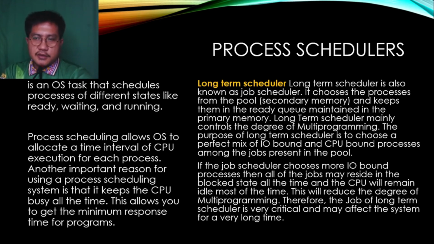The process scheduler is an OS task that schedules processes of different states like ready, waiting, and running. Process scheduling allows the operating system to allocate a time interval of CPU execution for each process. Another important reason for using a process scheduling system is that it keeps the CPU busy all the time. This allows you to get the minimum response time for the program.